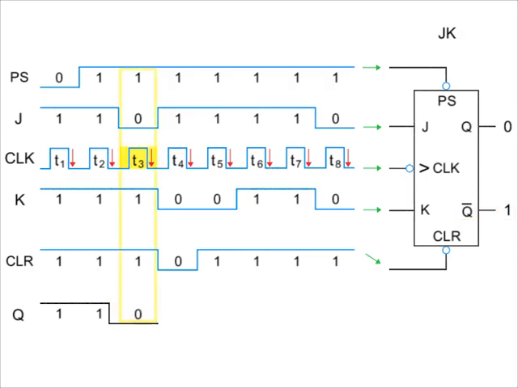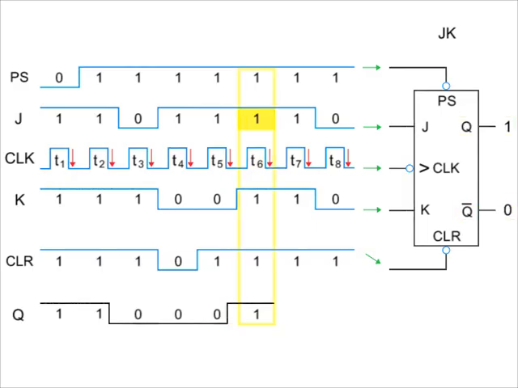At T3, the input to J is 0 or low, and the input to K is still 1 or high, thus Q remains at 0 or low. At T4, input to CLR is low, and thus will take priority over any other input. Thus, Q remains at 0 or low. At T5, J is 1 or high, and K is 0 or low. Thus, Q goes high or back to 1.